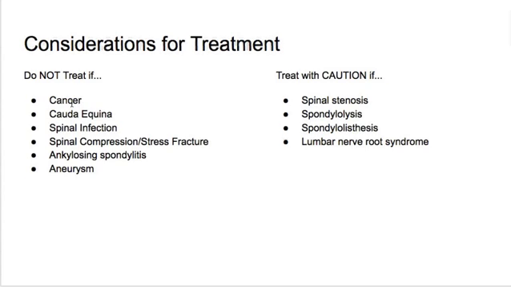Here are some of the specific diseases that cause those problems. The urgent ones are cancer, cauda equina syndrome, spinal infections, which is connected to a fever, spinal compression or fracture, ankylosing spondylosis, and aneurysms, especially aortic aneurysms. Other problems that we still treat, but with more caution, are spinal stenosis, spondylolysis, spondylolisthesis, and then the lumbar nerve root syndromes.